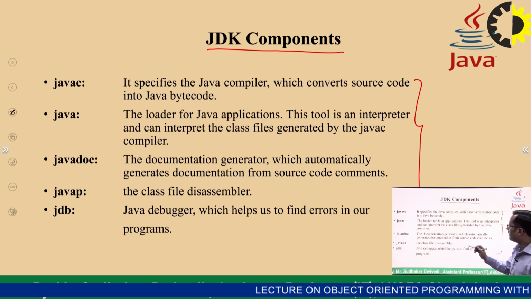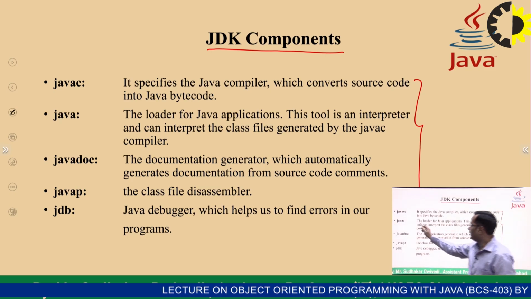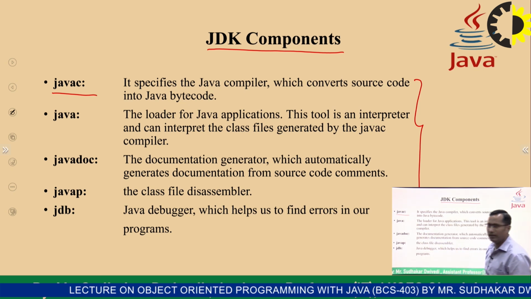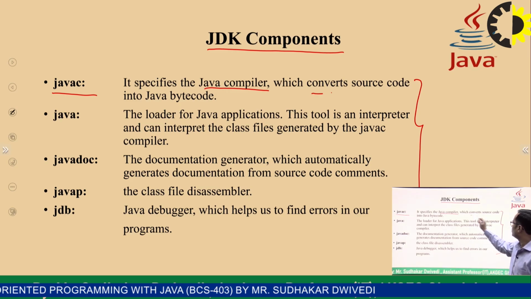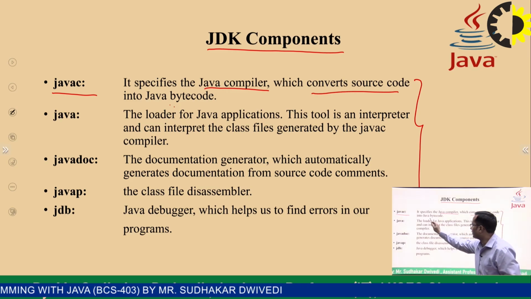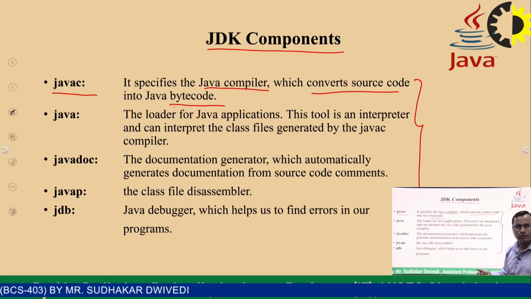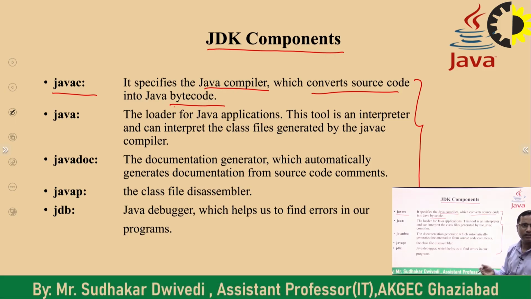The first component is javac, the Java compiler, which converts the source code into Java bytecode. The Java compiler takes the source code written in the Java programming language and converts it to bytecode. Then there is java, the Java interpreter. This tool is an interpreter and can be used to interpret the class file that is generated after the compilation of the Java source code by javac.